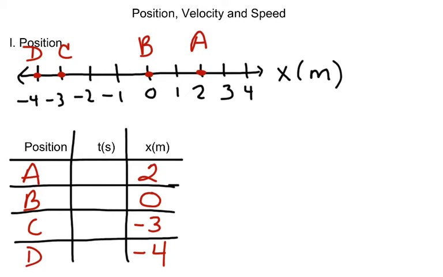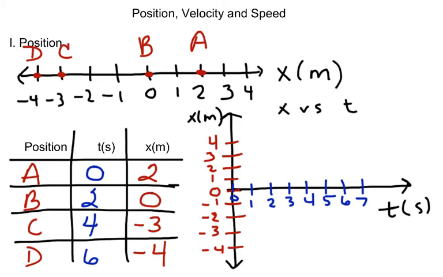And lastly, we just can fill in when this is happening. So let's put in some time values. So the first 2 meters starts at a time of 0. Position B starts at a time of 2 seconds. C at 4 seconds, and D at 6 seconds.